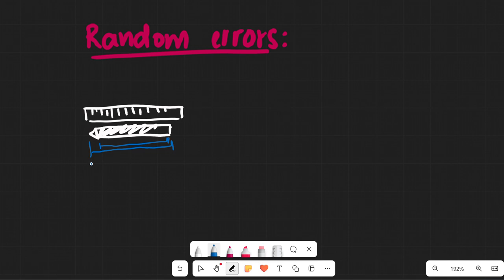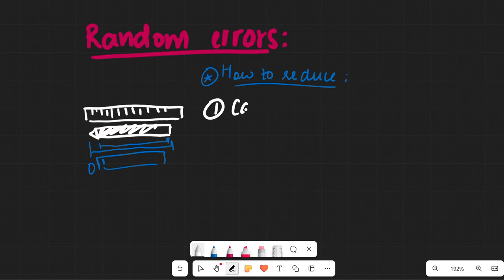Another thing may be that you didn't start from 0. You kept the scale here, so the 0 starts here, and your measurement is going to be wrong. That's an example of random errors. So how do you reduce this? How to reduce random errors is what we're going to look at next, and this usually comes up in your practicals.